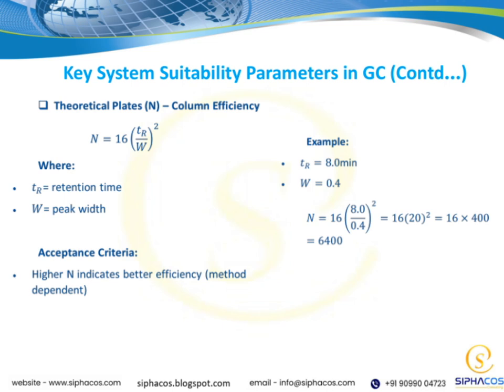Finally, we consider system pressure and flow rates. Maintaining consistent pressure and flow ensures reproducibility. Variations here can affect retention times and peak shapes, so regular checks are necessary. All of these parameters connect back to our overall goal, ensuring accurate, precise, and reproducible analyses. Monitoring and controlling these parameters helps us trust our data and maintain high-quality results in our GC analyses.